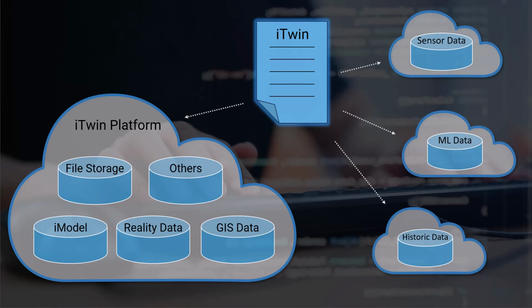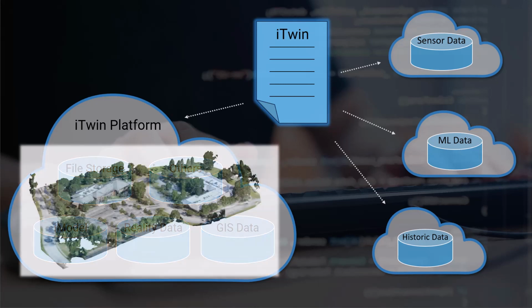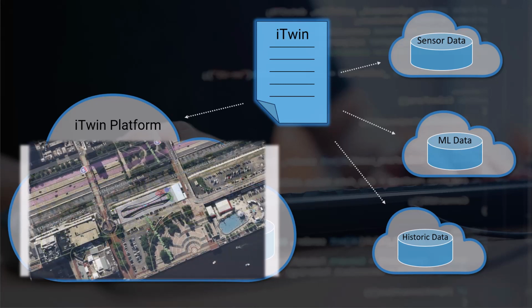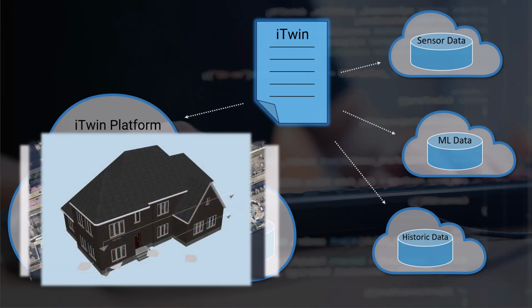Now, the first thing that we need to know is that the data stored in the iTwin platform is the foundational data of an asset. It typically represents the infrastructure asset physically. It could be in the form of reality data, GIS data if the asset is geolocated, or design data as in the case of our house model. Once this foundational data is in place, we can start federating new data sources to our iTwin.